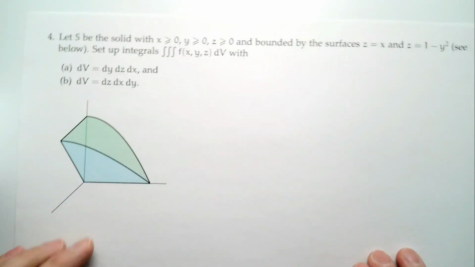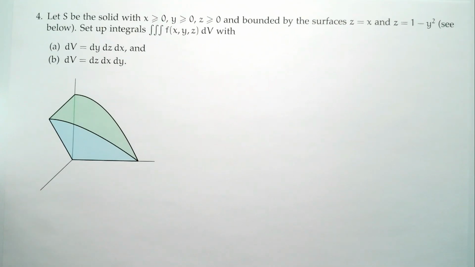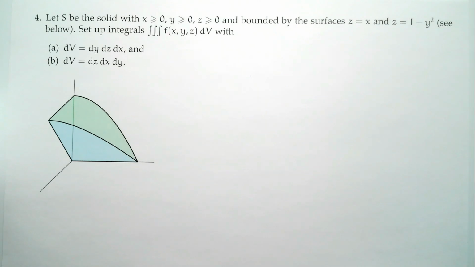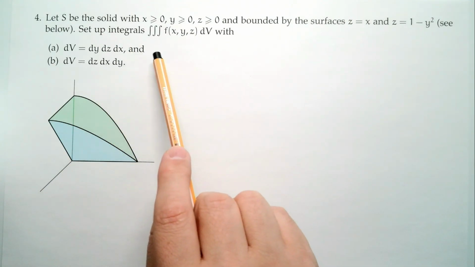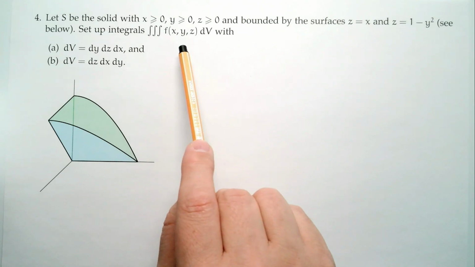Okay, next problem. Number 4. Let S be the solid where x is greater than 0, y is greater than or equal to 0, z is greater than or equal to 0, and we're bounded by the surfaces z equals x and z equals 1 minus y squared. So this is a picture. And it says, set up the integral of f of x, y, z dV.